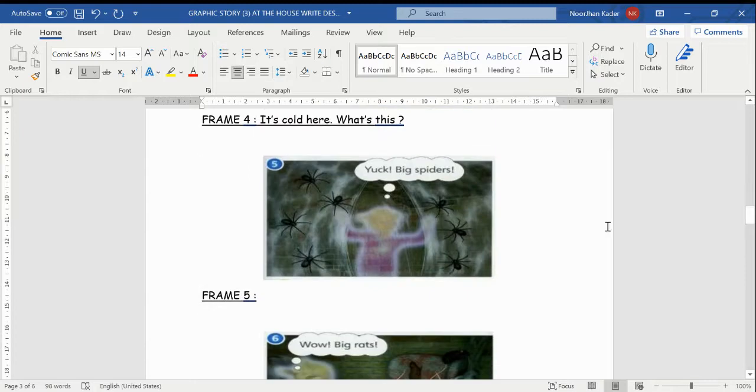Fifth frame. Yuck, big spiders. So this is actually not a sentence. This is actually just a phrase. But even though it's a phrase, it still describes what she finds in the cellar. So it is still considered as description. So you write here, yuck, big spiders.